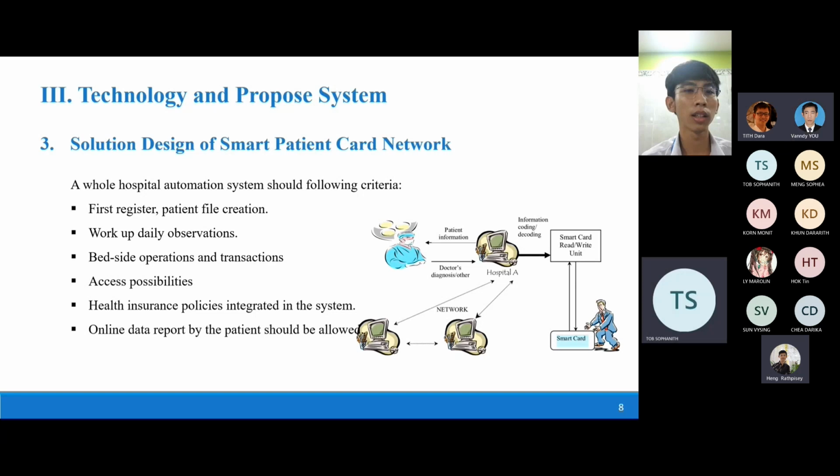Okay, got it. So all the medical data are stored inside the system, but no one can access it besides having that smart card, right? That is secure. Yes. That is the main goal of that smart card.